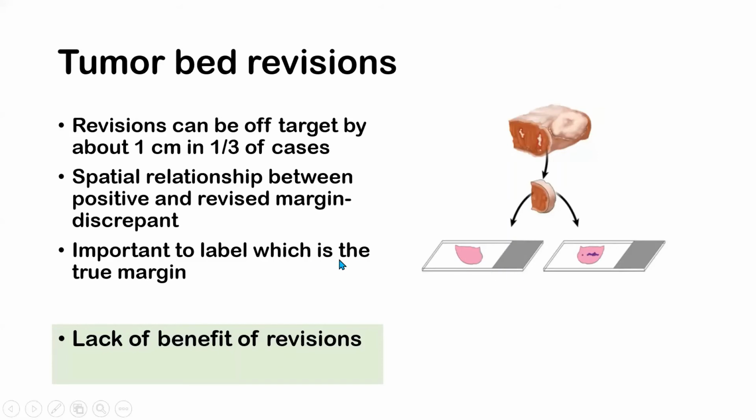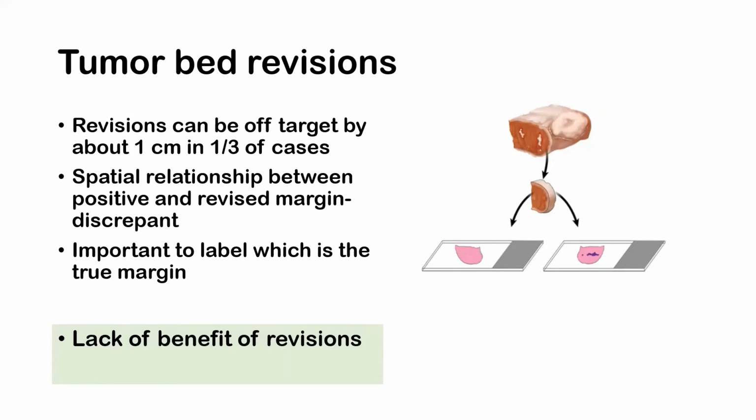And it has been seen that revisions can be off target by about 1 centimeter in about a third of cases. And many cases show a discrepant spatial relationship between a positive and a revised margin. For instance, the margin at soft tissue may be positive on frozen, but the revision that is sent in the next couple of minutes just shows a tissue which has mucosa and submucosal glands, which you can see is not from deeper, not a tissue which is deeper to the tissue which was previously positive.